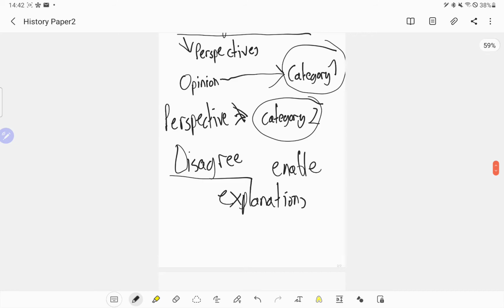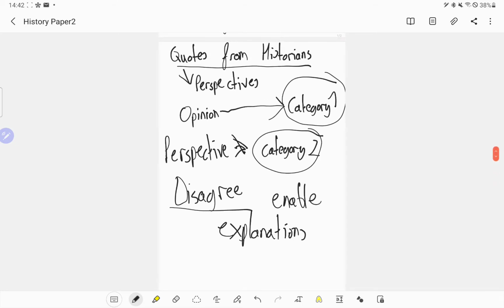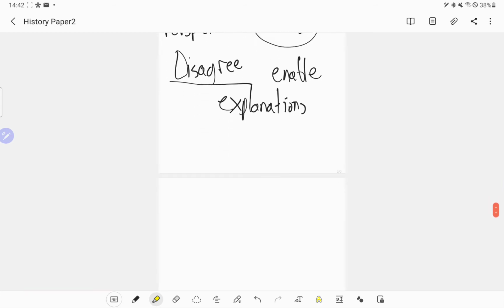But this is just, it's not necessary for the IB, it will just help you get a higher grade. So if you know quotes from historians, it's best to prepare them beforehand. And I'm gonna highlight this because many people underestimate it because it isn't required, but it's honestly a great tool that will help you score highly. So just keep that in mind.